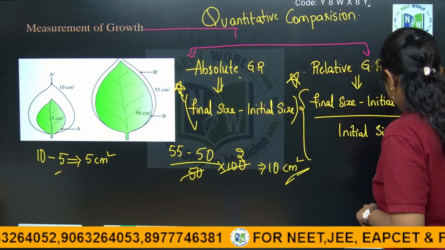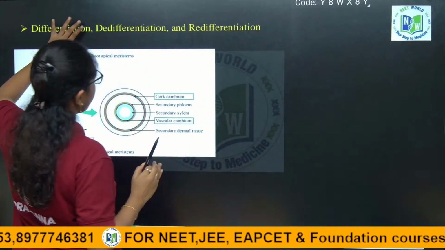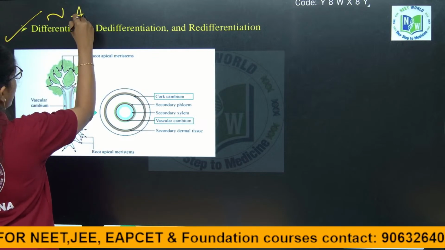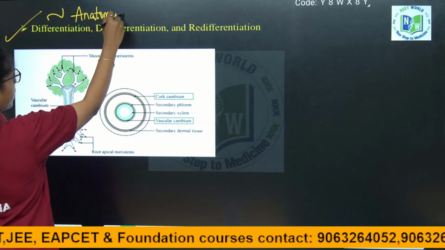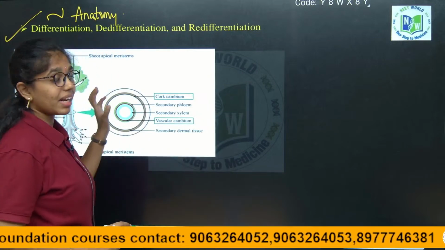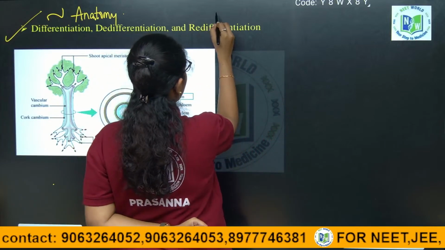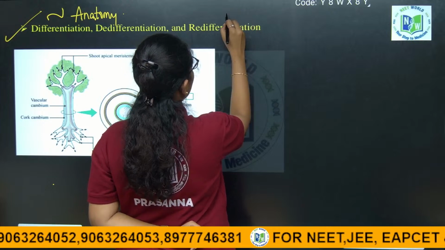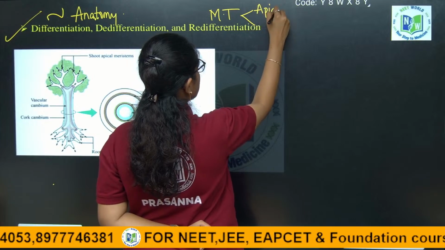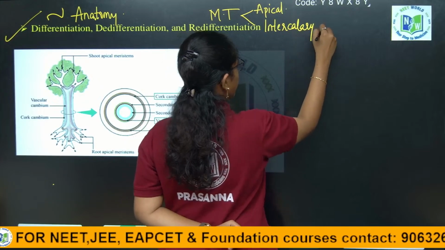Okay. Then, yeah, this is most important: differentiation, dedifferentiation and redifferentiation, where questions are asked in connection with the chapter anatomy. Okay. Anatomy. Fine. So, if you observe clearly, what are the meristematic tissues here in the plant for the formation of primary plant body? Two meristematic tissues are there. What are they? Meristematic tissues are of two types. One is apical meristems and second is intercalary meristems.